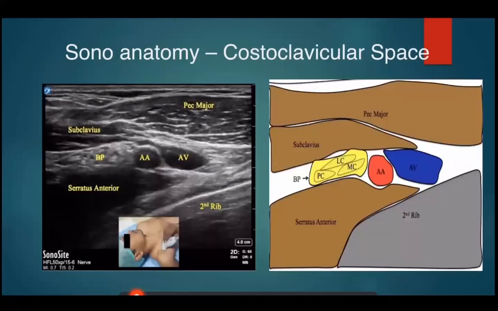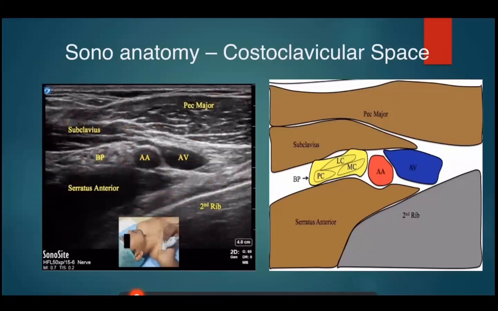Here you can see a sonoanatomic picture of the costoclavicular space. As explained earlier, while doing an ultrasound, you can see the pectoralis major muscle and the subclavius muscle. The brachial plexus elements can be seen lateral to the axillary artery and the axillary vein, and below it you can see the serratus anterior. This is not the second rib, this is the lung, and this will be the intercostal muscle.